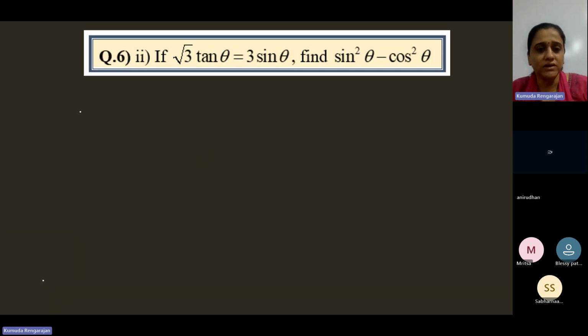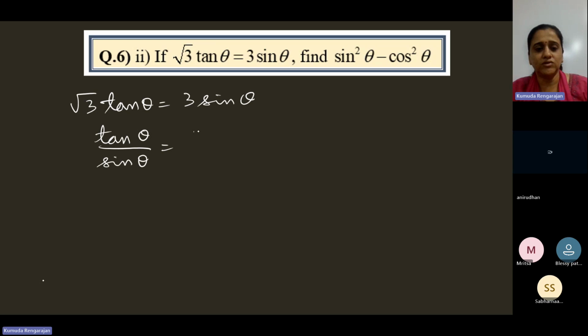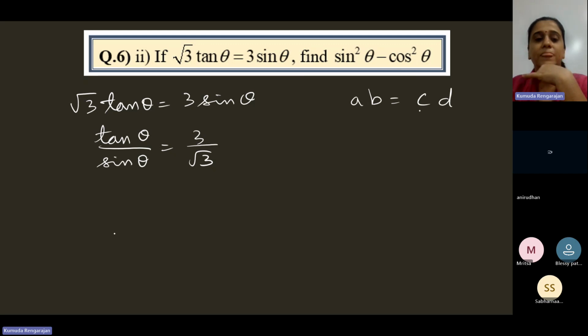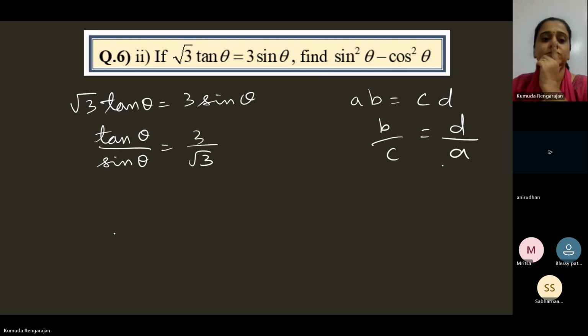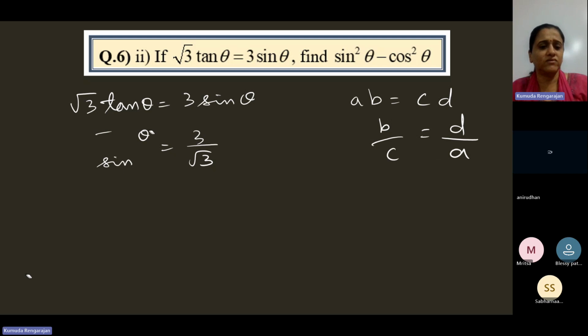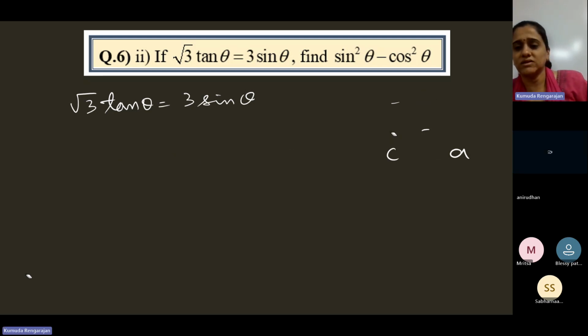And I don't think it's clear to everybody. Root 3 tan theta is equal to 3 sine theta. Tan theta by sine theta is equal to 3 by root 3. Is it correct? Tan theta by sine theta is 3 by root 3. See, I have AB is equal to CD, okay? I have written B and bringing this C down, it is D by A. Okay, let me do it one by one. What's the hurry now? Wait a minute. We'll bring one by one to the other side.